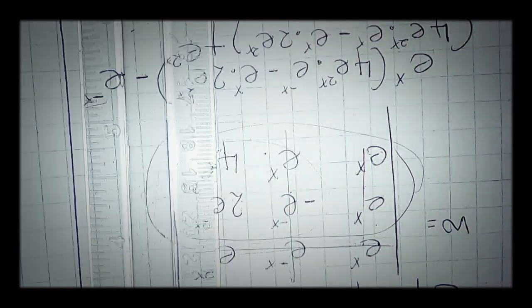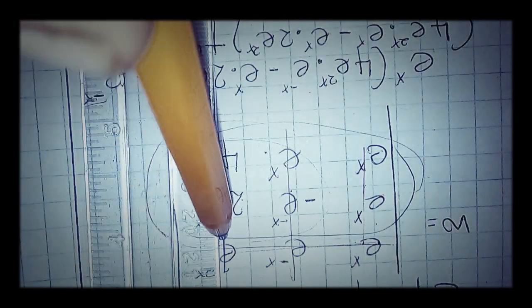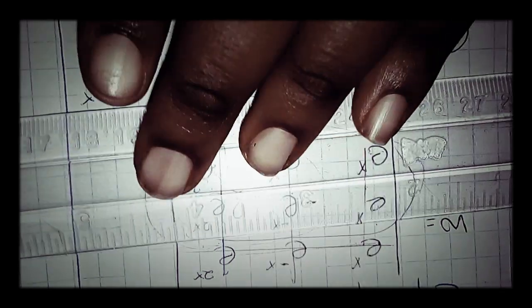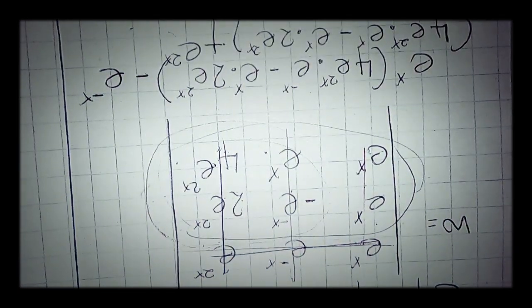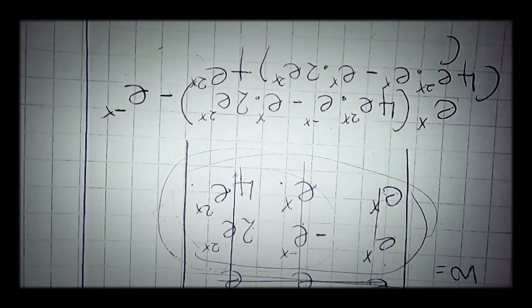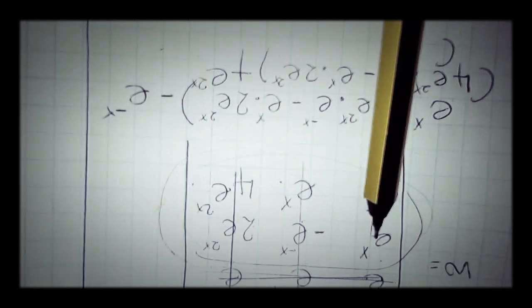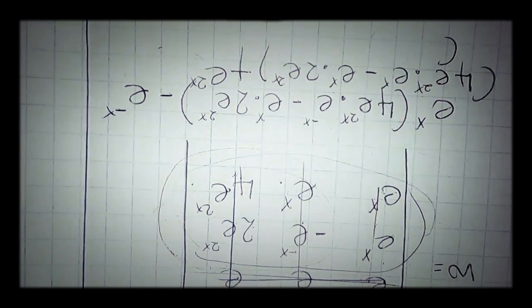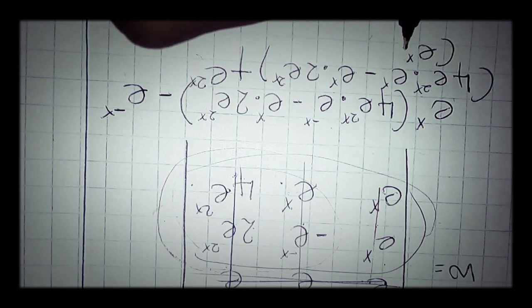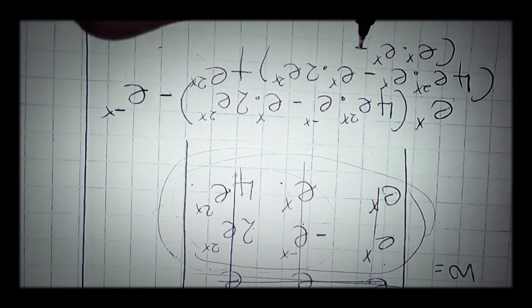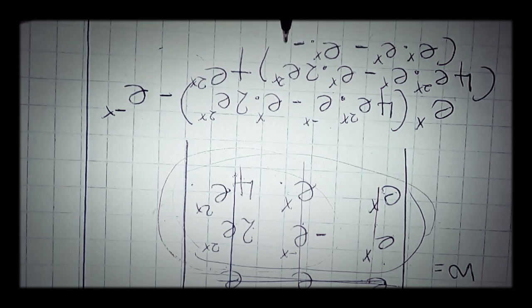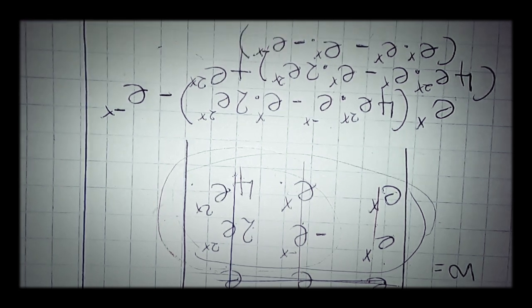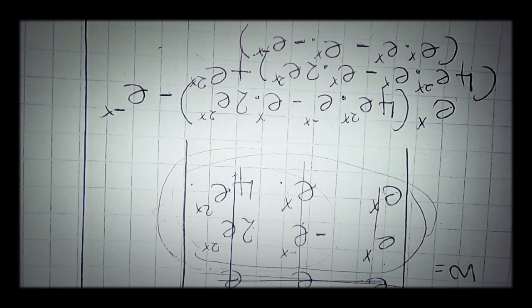We cancel this, using a blue pen this time around, and we cancel that. This will land on plus 1, so we multiply that by this times this minus this times this, so e^x times e^x minus e^x times negative e^(-x).